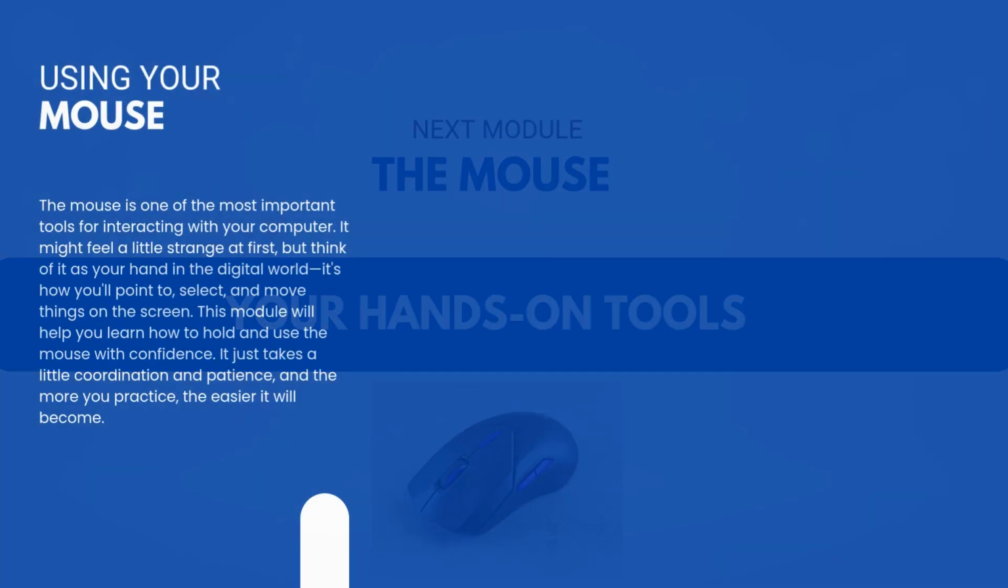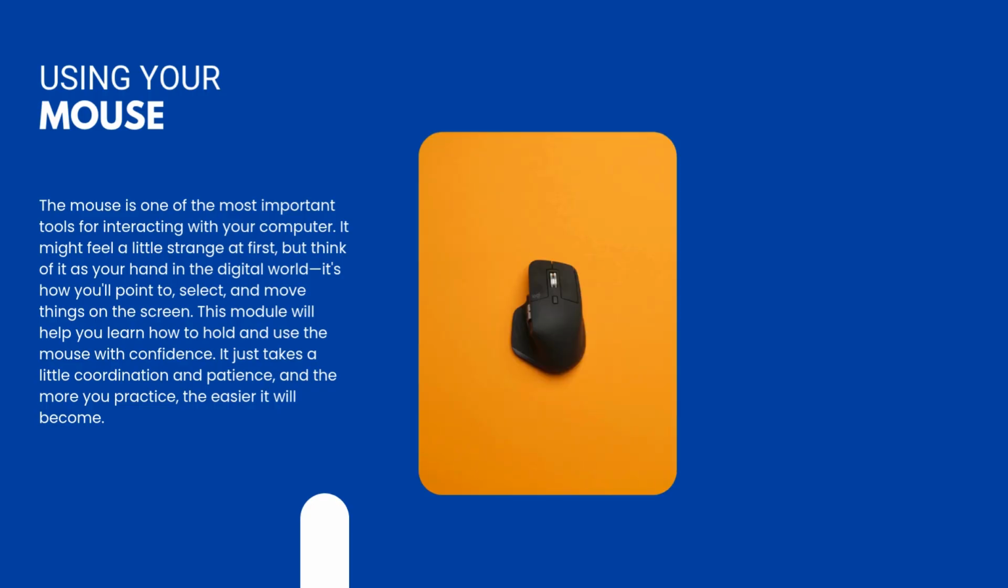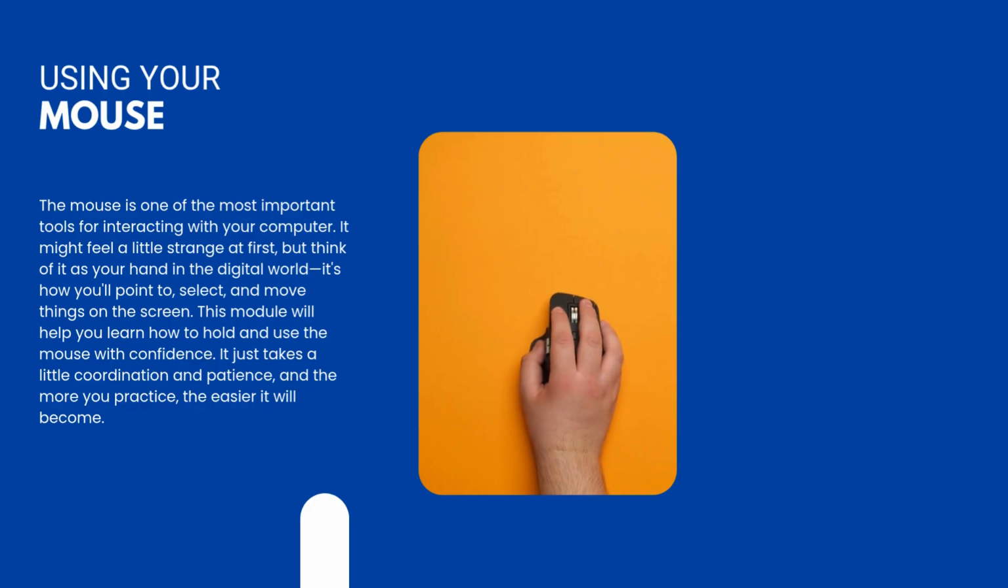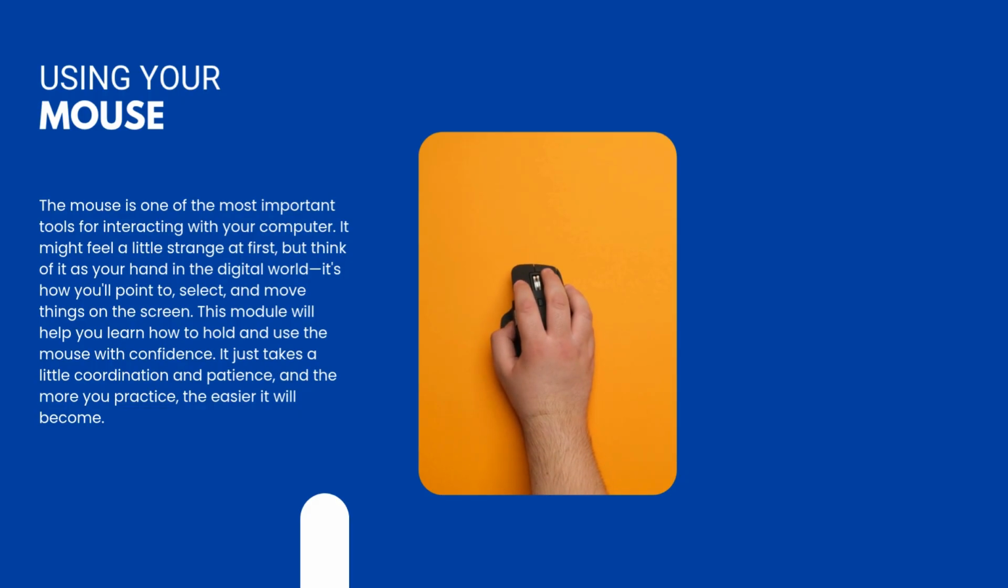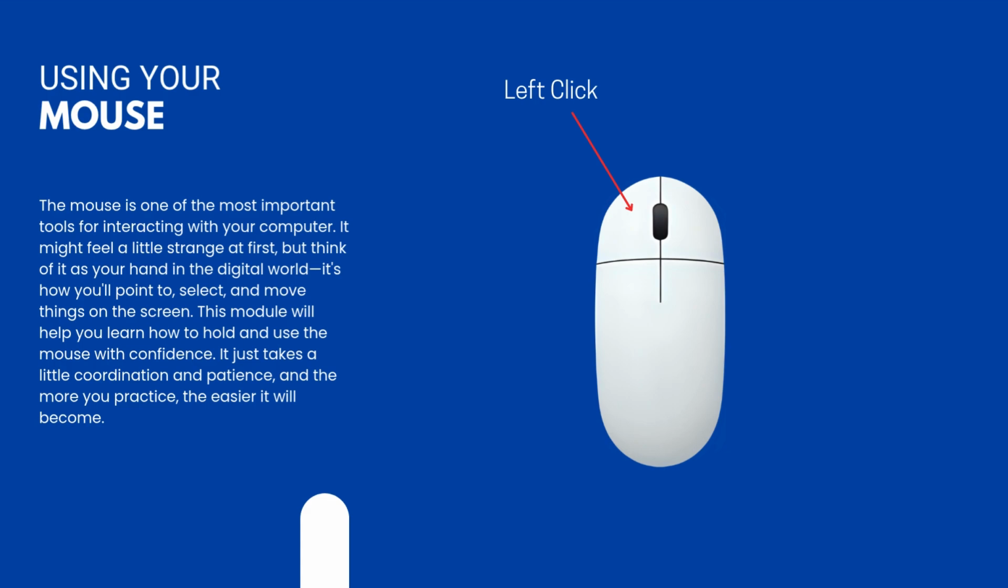Getting a grip. Holding and understanding your mouse. Holding the mouse correctly will make it much easier to use. Here's a simple guide. 1. Place your palm gently onto the body of the mouse. 2. Let your fingers rest naturally on top. 3. Your index finger should rest on the left click button, and your middle finger should rest on the right click button. A standard mouse has a few key parts that do different things.